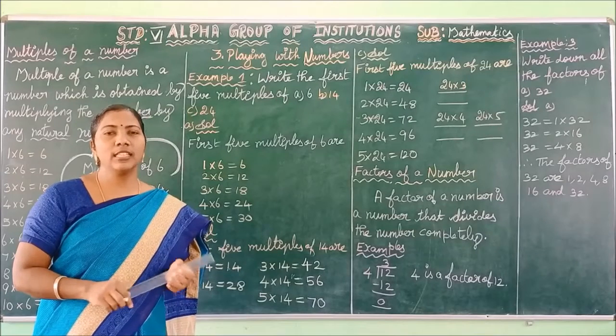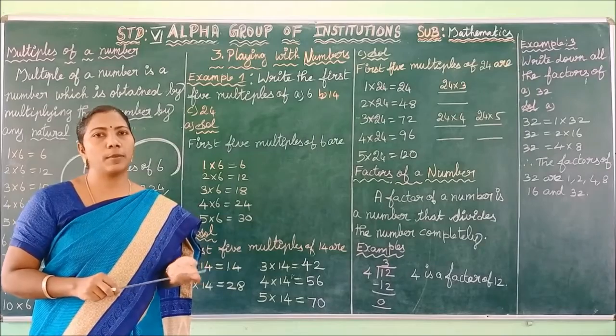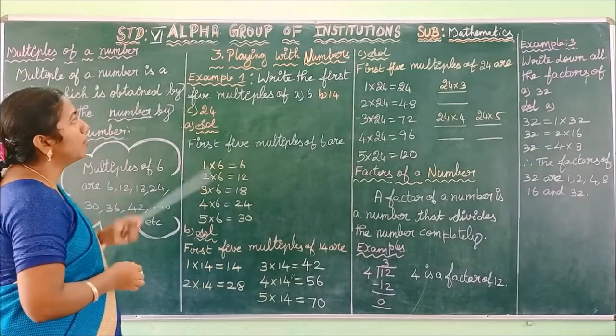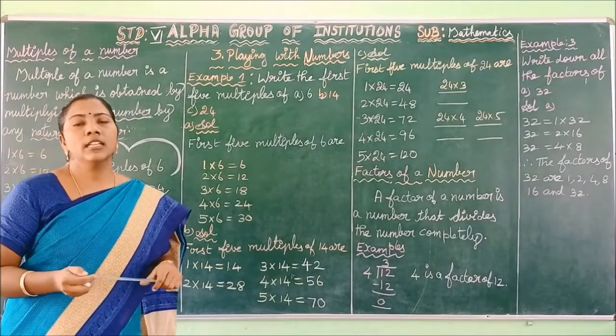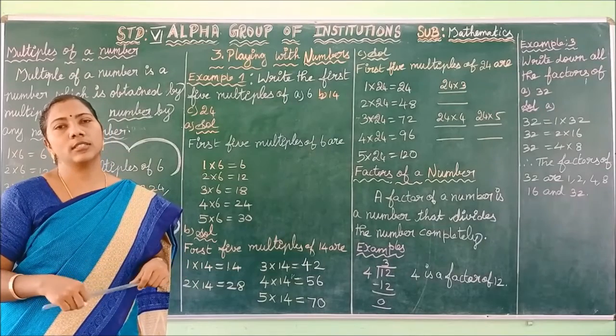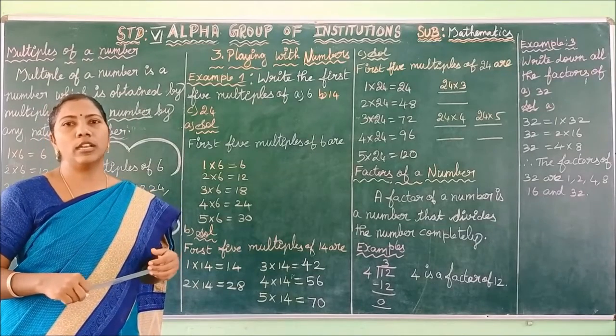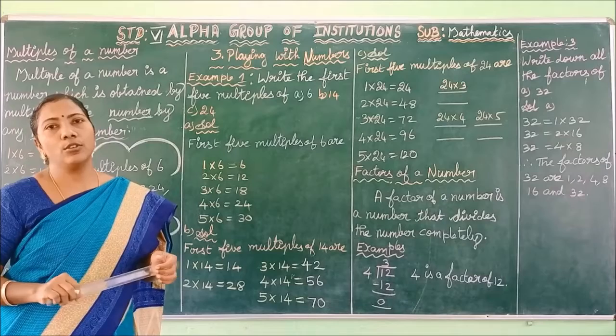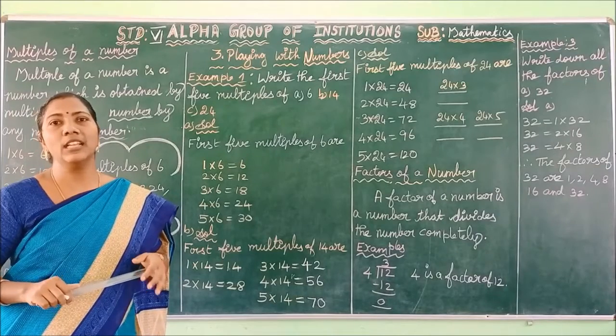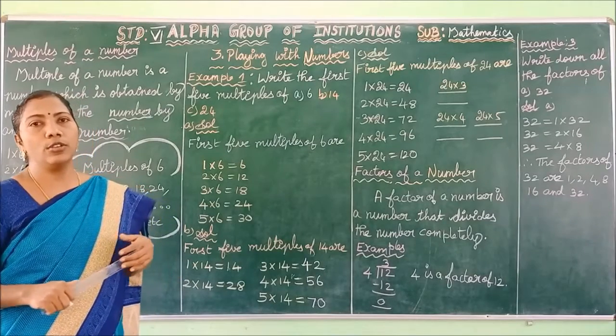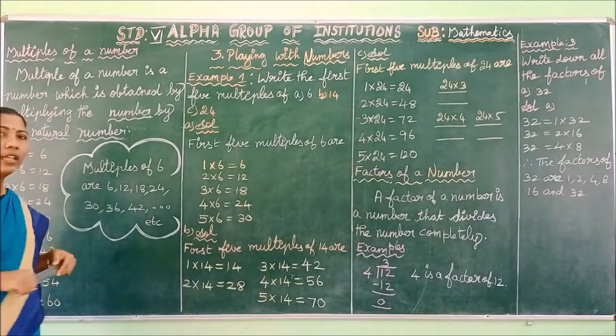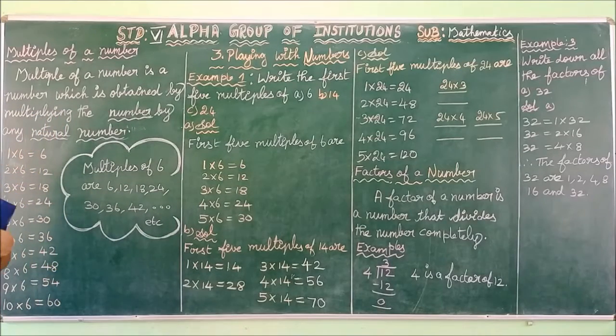In today's class, we are going to discuss a new chapter. Chapter number 3, Playing with Numbers. In this chapter, we are going to discuss many concepts about numbers. First, we are going to discuss multiples and then factors. First, multiples of a number. What are called the multiples of a number?